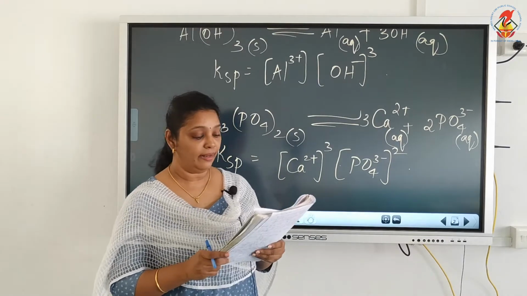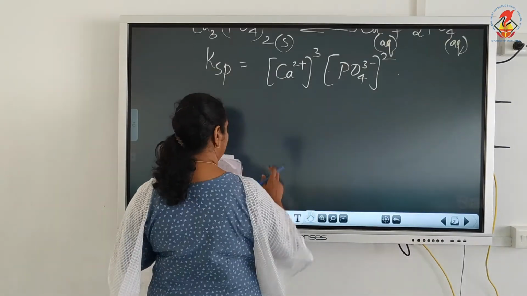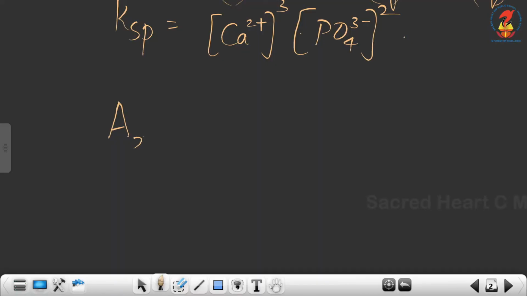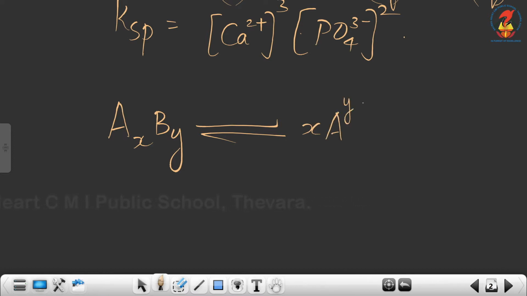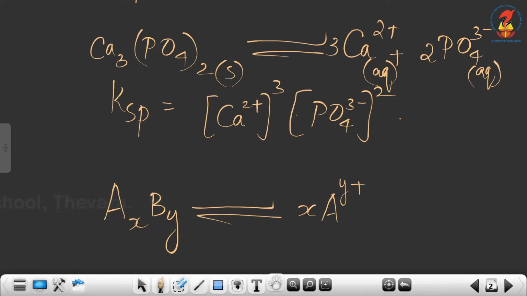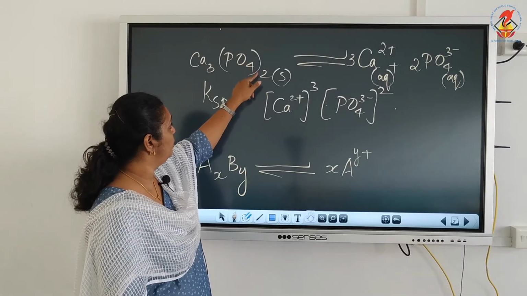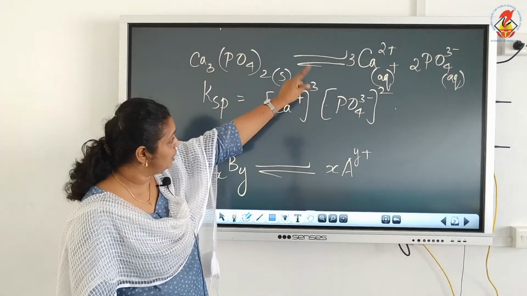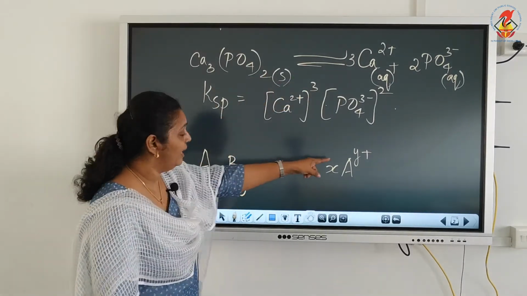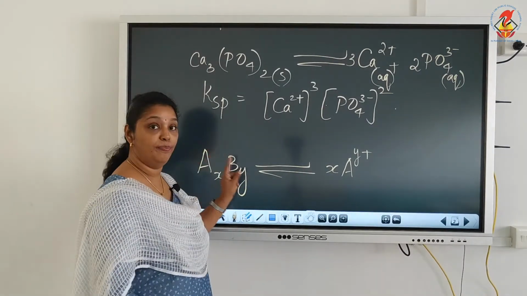Or in general, for any electrolyte AxBy, the equilibrium can be represented as AxBy dissociates to give x, the stoichiometric coefficient, A raised to y plus, because if you look at this Ca3(PO4)2, the calcium charge will be 2 plus because the valency of phosphate PO4 is twice. So we have calcium 2 plus, that is why we wrote A y plus, because y is the valency of B.